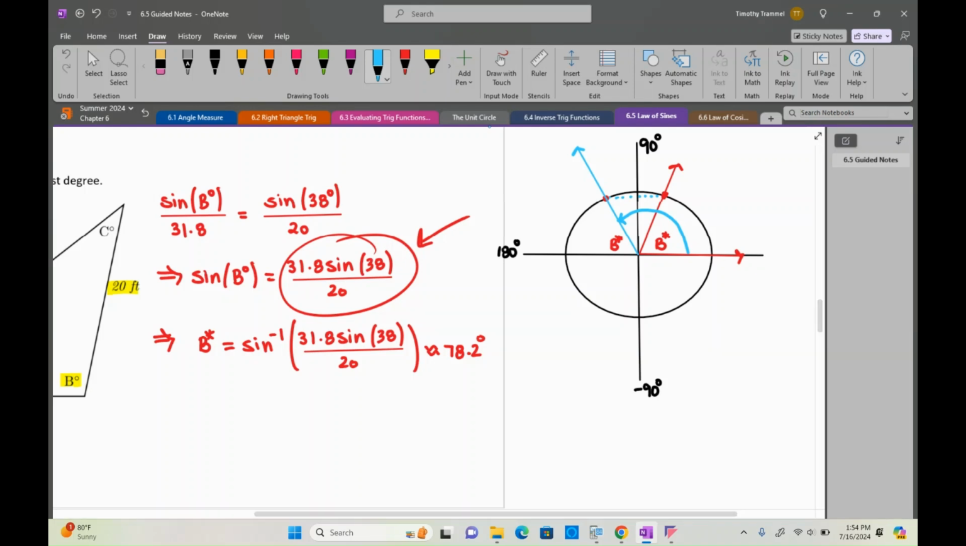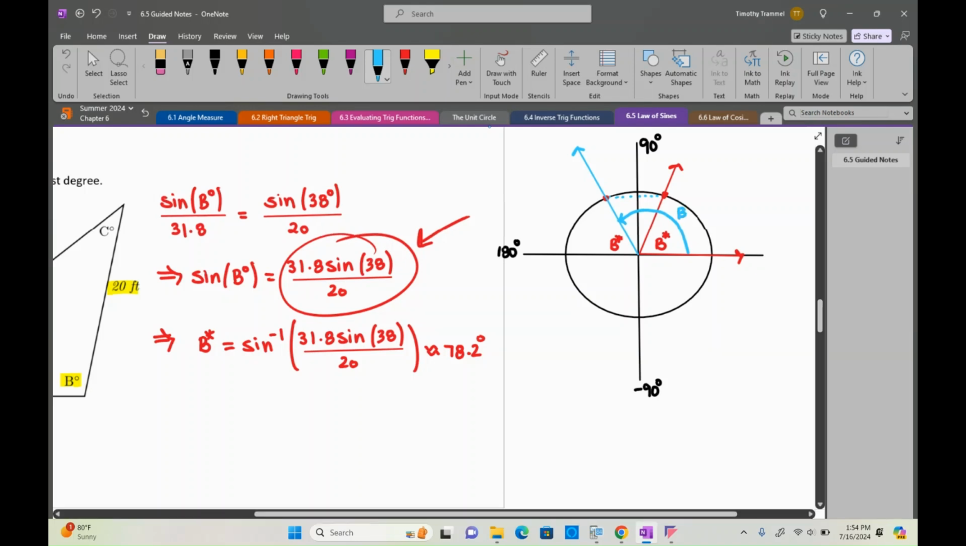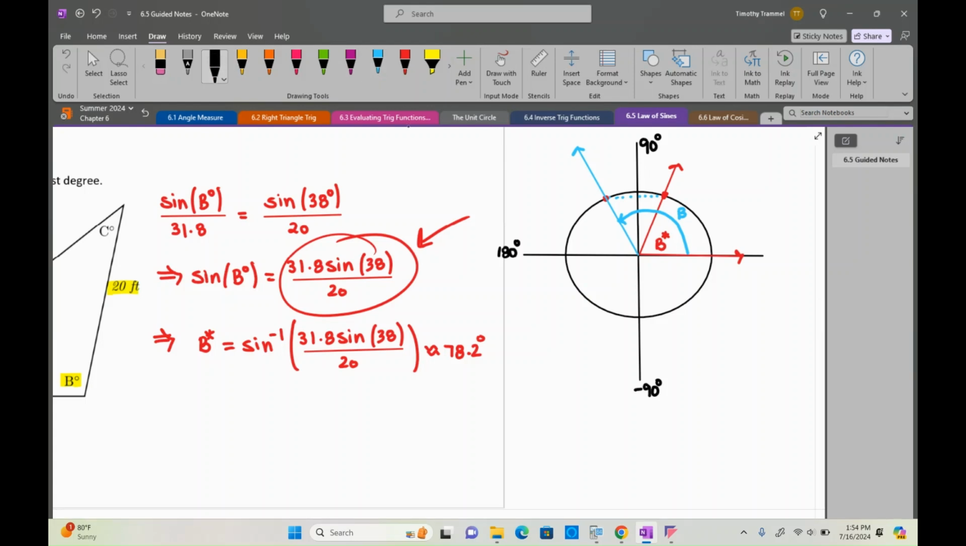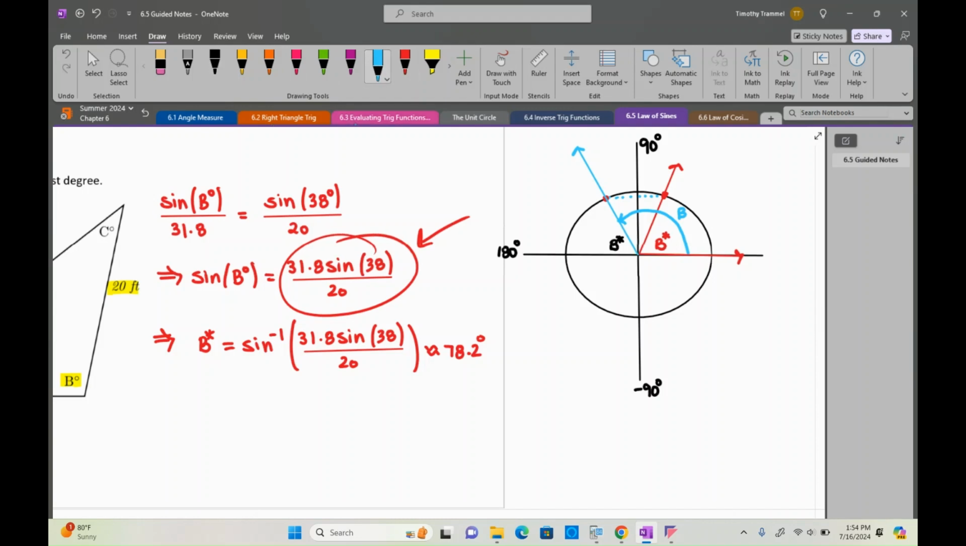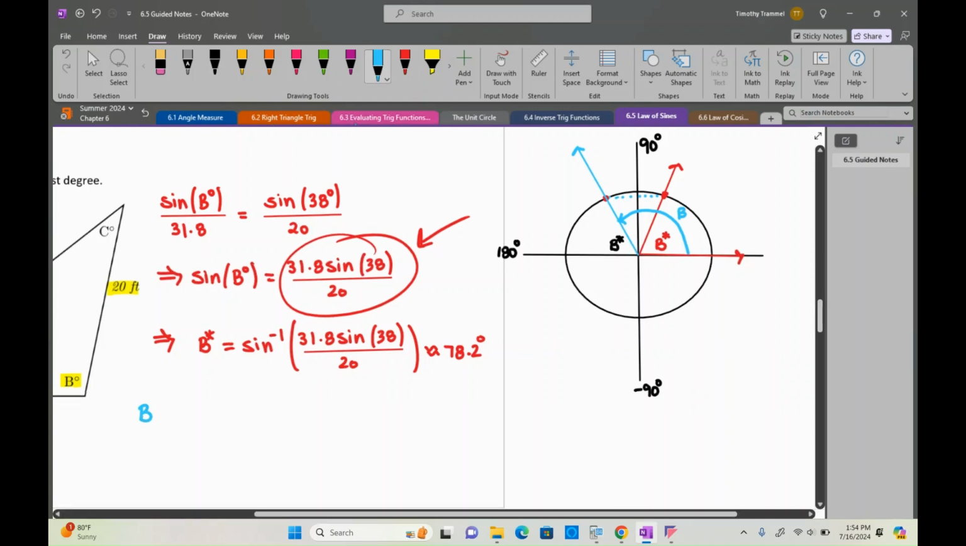I'm going to call that angle B. I'm going to write this other B star in a different color, because I feel like it's standing out a little too much. There we go. So what this means is that the B we're looking for is actually 180 minus B star.